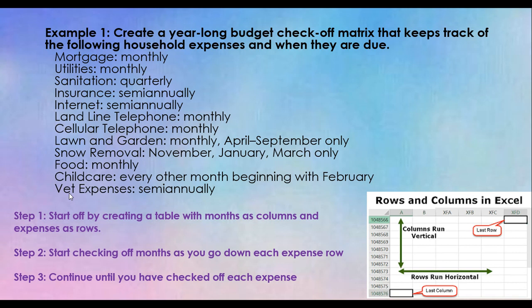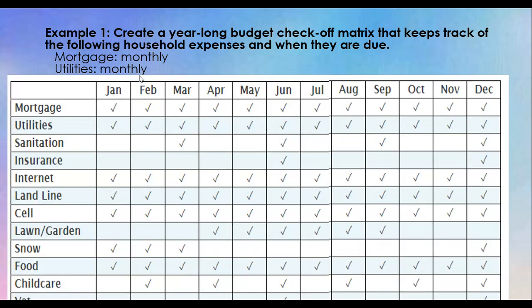So it's essentially like a 12 by 12 chart, not including the labels. So it's probably 13 by 12. No, 13 by 13 chart that we're going to create. And here it is, right? So saved you the time. Here's all of my rows: mortgage, utility, sanitation, insurance, and so on. And then my months here. And I'm just checking them off based on what it is.